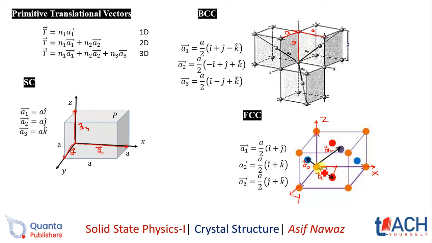And if we talk about this a2 here, a2 is like first we have to travel a positive a by 2 along the x-axis and a positive a by 2 along our z-axis. Then the components are like a by 2 times i unit vector plus k unit vector. And similarly if you talk about a3, then it has for sure the components a by 2 along our y-axis and a by 2 along our z-axis. So finally the components of a3 are a by 2 times j unit vector plus k unit vector.